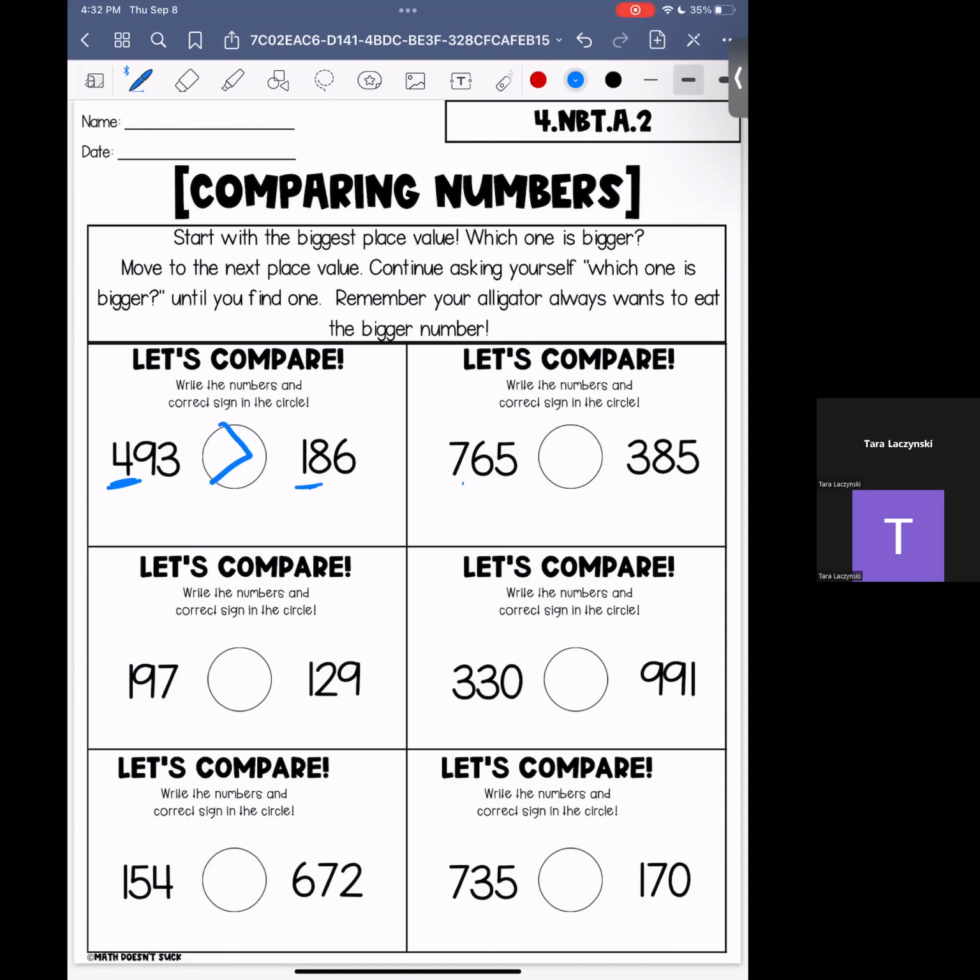This time we're comparing 765 and 385. Is 700 or 300 greater? 700 is going to be the greater value.